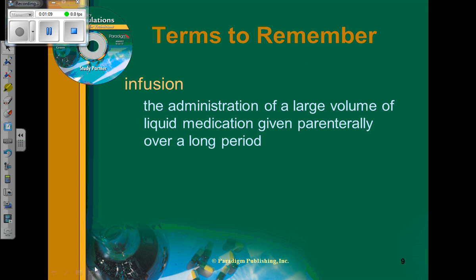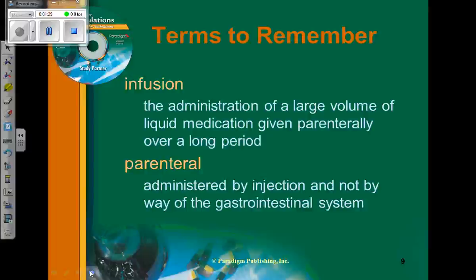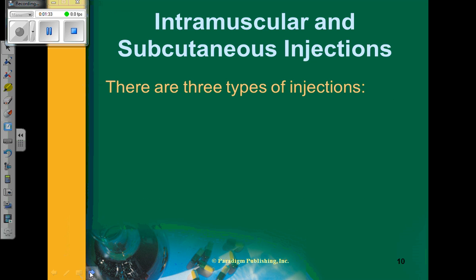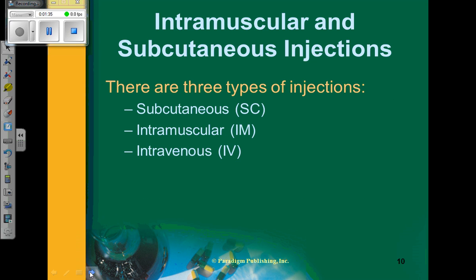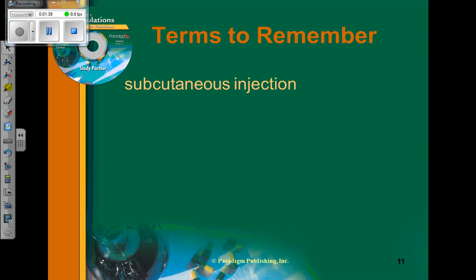A few definitions: an infusion is the administration of a large volume of liquid medication given parenterally over a long period. It's usually given through a needle or catheter, and usually in the vein. Parenteral means administered by injection and not by way of the gastrointestinal system. So there are three types: subcutaneous, intramuscular, and intravenous injections.